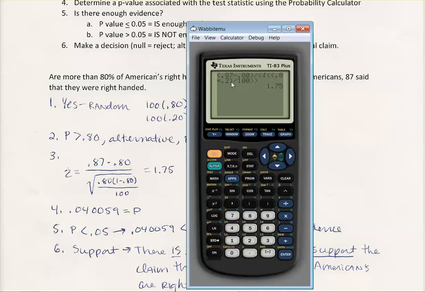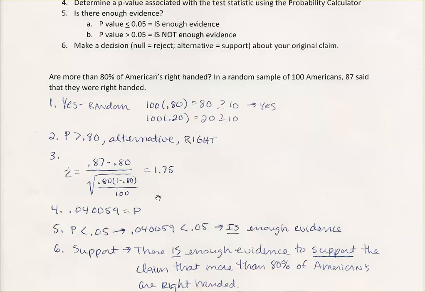I just went ahead and did the math of the 1 minus 0.8. Close the parenthesis, divided by 100, our sample size. Close the parenthesis, close the last parenthesis, and you get 1.75. So make sure if you're doing it in your calculator, you have all of the different parentheses you need when you're entering it in. So I just want to make sure that you've got that. Okay, so once we've got that 1.75, what do we do?